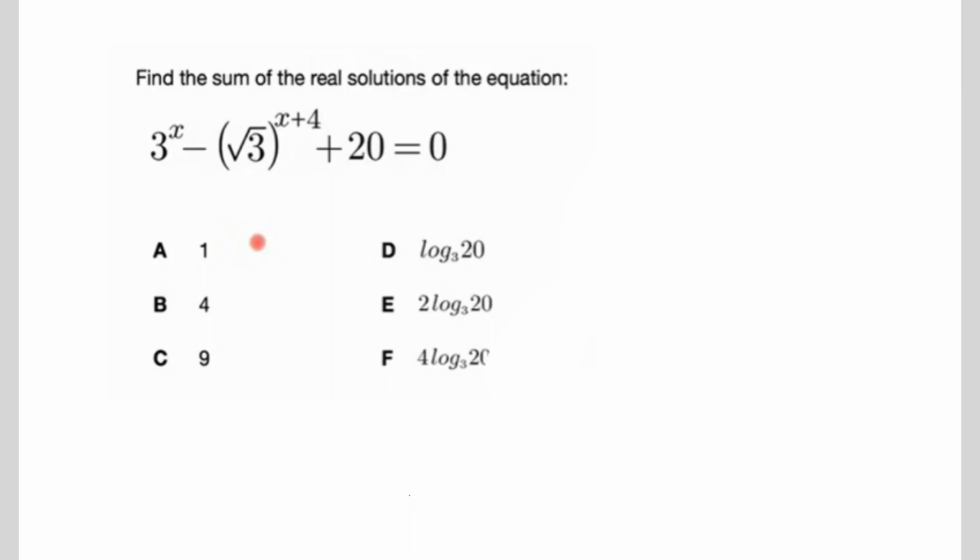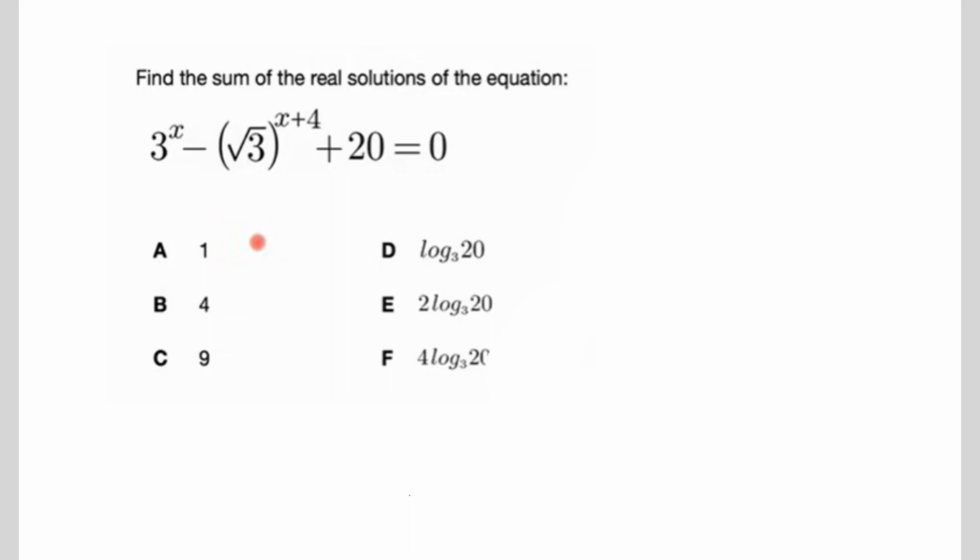Welcome everyone. In this video, we're going to be looking at this question. It's a Cambridge question. It's an entrance test question. It says that we should find the sum of the real solutions of the equation as we have on the screen. So, what are we asked to do here?